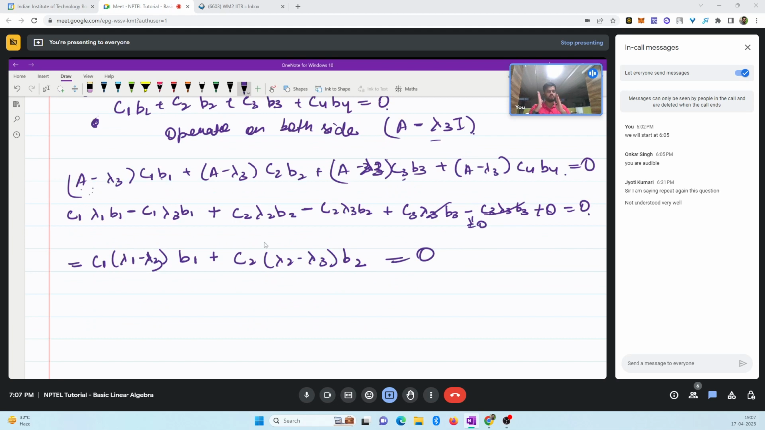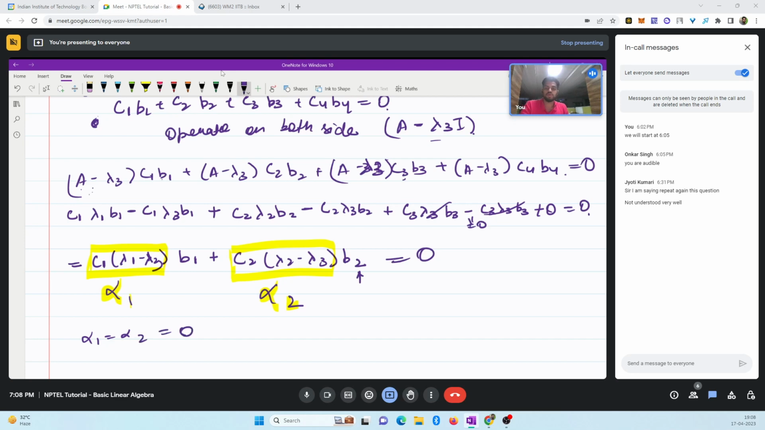Now you know that your b1 and b2 are coming from distinct eigenvalues, so these are linearly independent. Because they are linearly independent, if you take this quantity to be, let's say, alpha 1 and this quantity to be alpha 2, then your alpha 1 and alpha 2 must be 0.